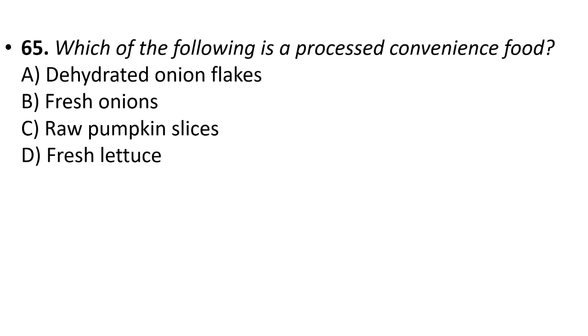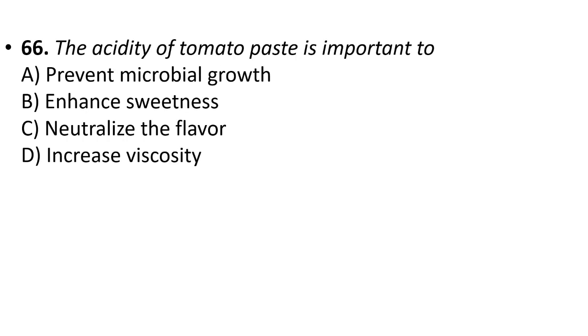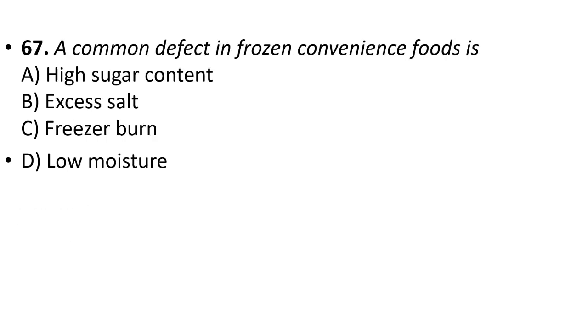Next question 65. Which of the following is a processed convenience food? Dehydrated onion flakes, fresh onions, raw pumpkin slices, fresh lettuce. Your answer is option A, dehydrated onion flakes. 66. The acidity of tomato paste is important to prevent microbial growth, enhance sweetness, neutralize the flavor, increase viscosity. Here, answer is A, prevent microbial growth. 67. A common defect in frozen convenience food is high sugar content, excess salt, freezer burn, low moisture. Your answer is option C.